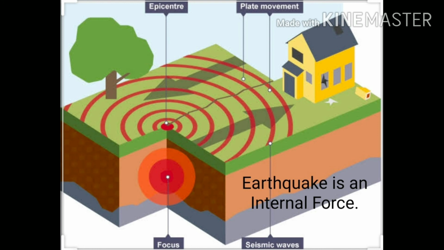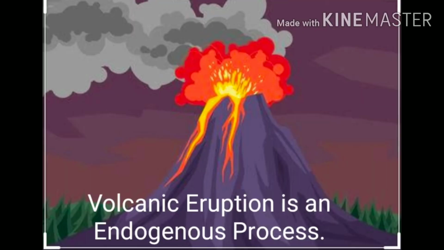It is very destructive in the areas where there is high population, but where there is less population or no population, it is very useful as it forms different features. For example, the volcanic mountains, and it also gives us different types of rocks also. And these are very useful for us.